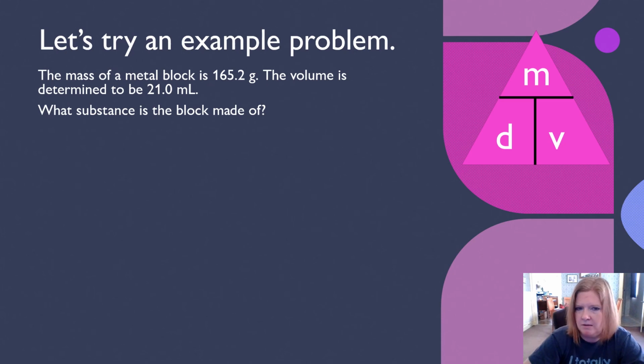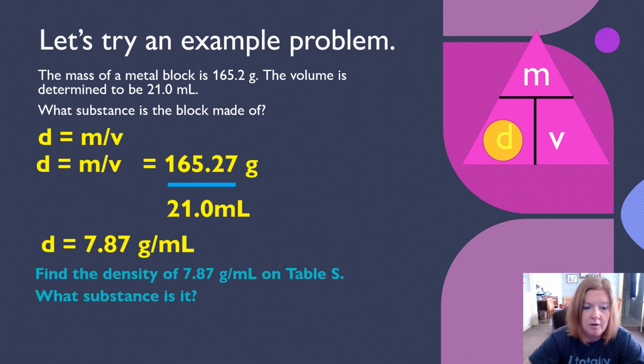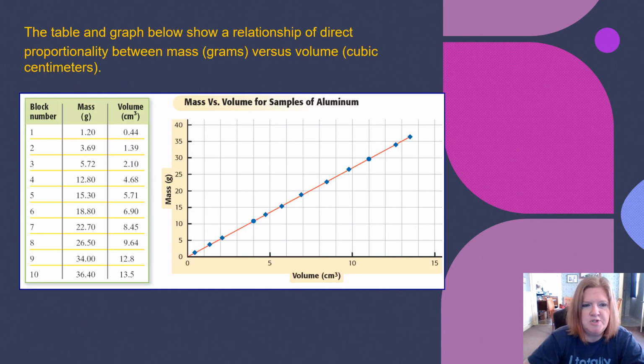So the mass of a metal is 165.2 grams. The volume is determined to be 21.0 milliliters. What is it made of? So I'm finding density, mass over volume, put the numbers in, do the calculation. This does have 3 significant figures, which is what I need. Now look for 7.87 grams per milliliter on table S. And what is it? It's iron. Fe is the symbol.